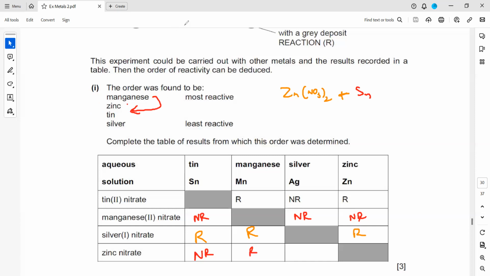But if we add silver to a zinc salt, as we are drawing an arrow upward, there will be no reaction. Okay. So the idea is that the more reactive metal displaces the less reactive metal from its compound.